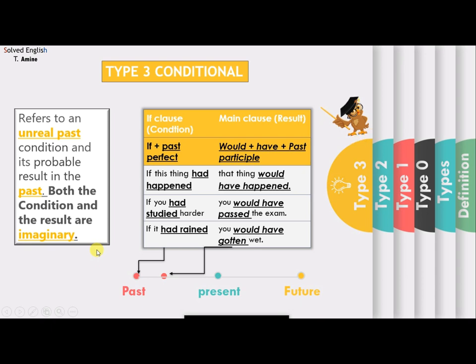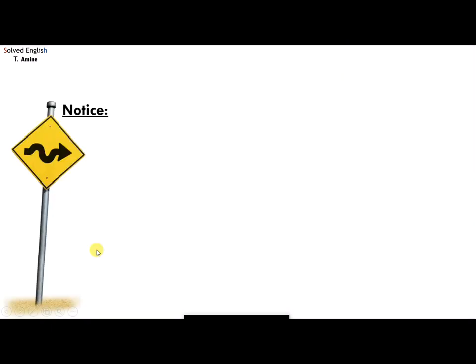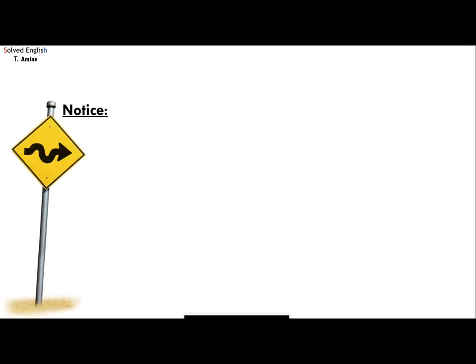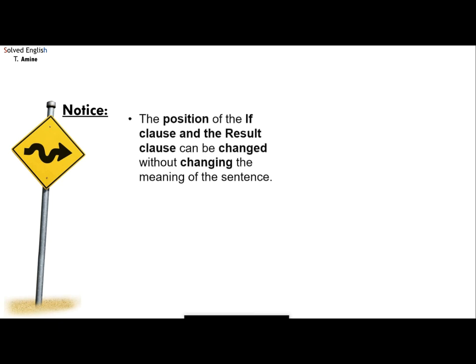All right, we are now done with the 4 conditionals. We looked at when to use each type and how to form each one of them. One very small thing to pay attention to is that when you change the position of the if clause and the result clause, the meaning of the sentence does not change.